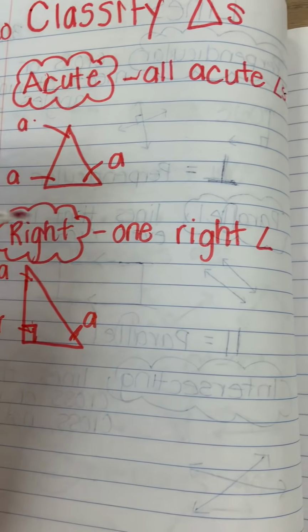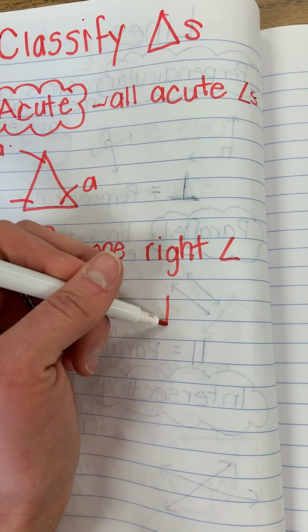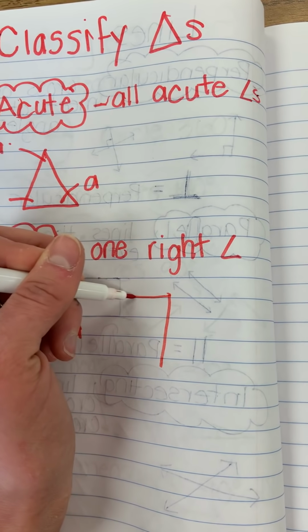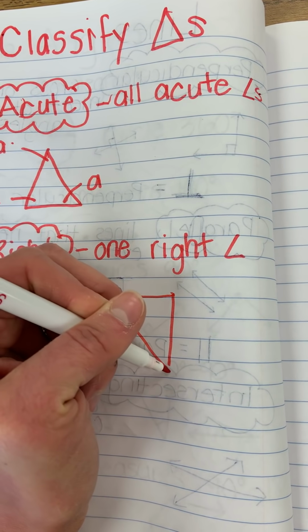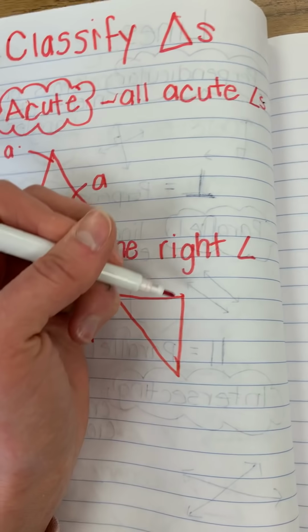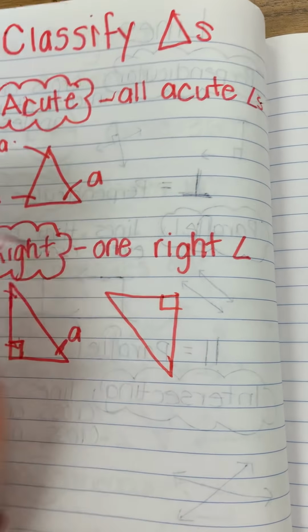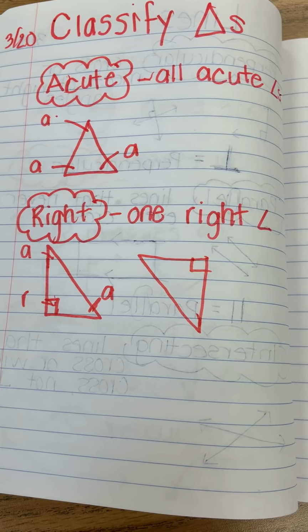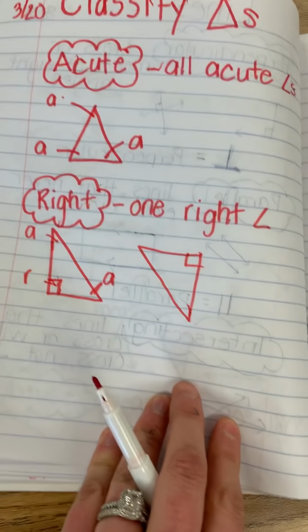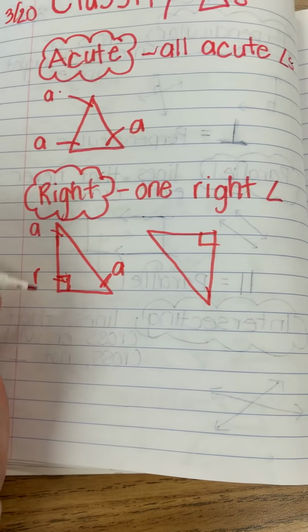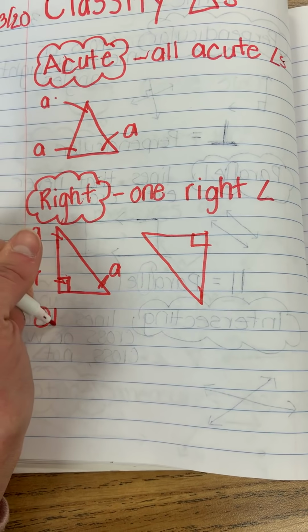Now, the right angle isn't always at the bottom. Sometimes they'll put the right angle up in the corner. As soon as I see a right angle, I know it's a right triangle. There's one type of triangle left, and I bet you can guess it. It's the obtuse triangle.